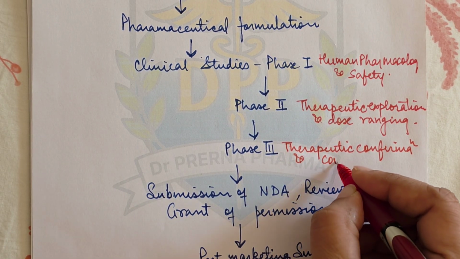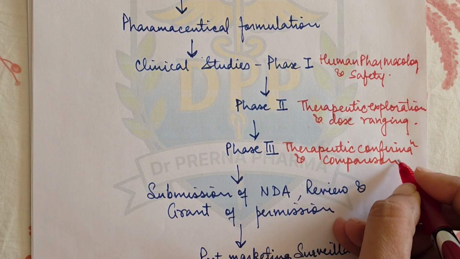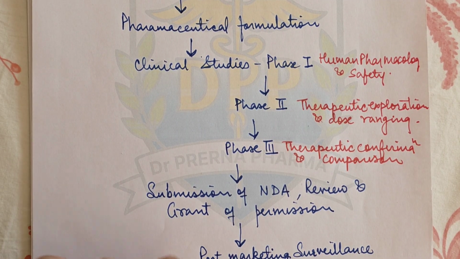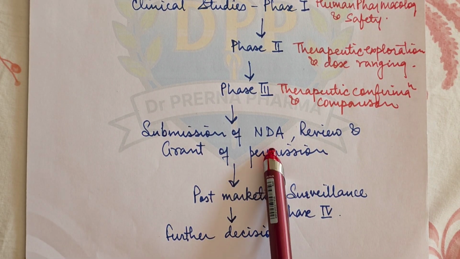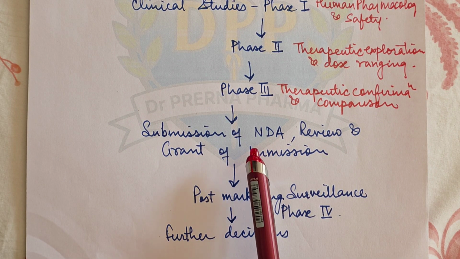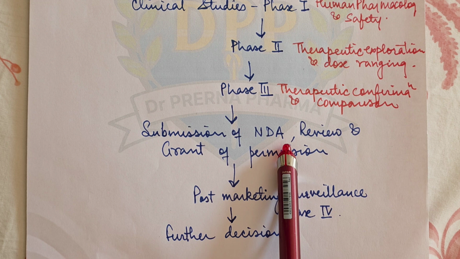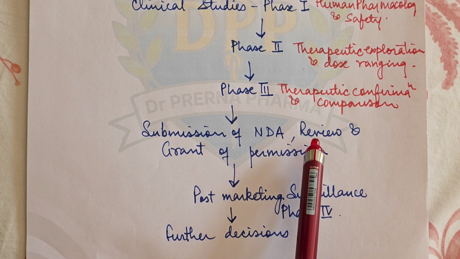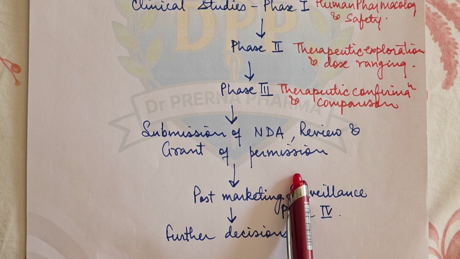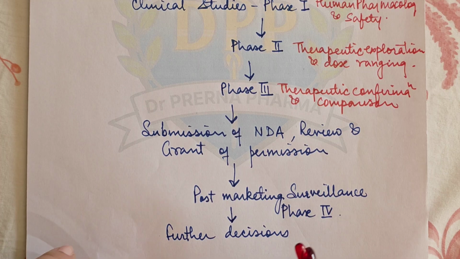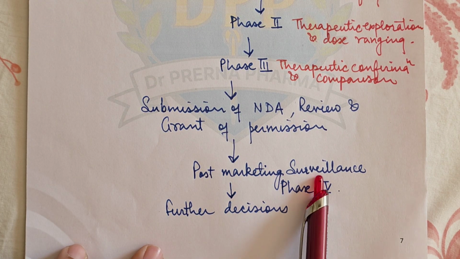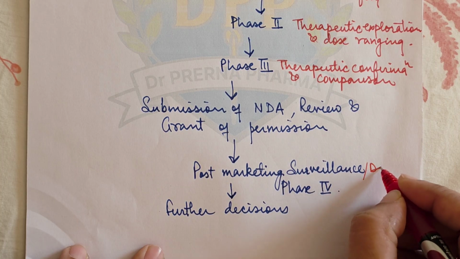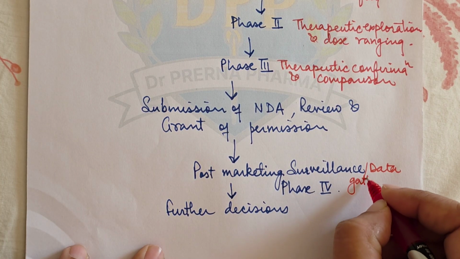and comparison, right? Now when the drug passes through phase 1, phase 2, phase 3 and it passes all the parameters, then it is submitted to the regulatory authorities as a new drug application. NDA stands for new drug application, for review and for grant of permission to be launched into the market. Now once the permission is given, then comes phase 4, which is called post marketing surveillance, or also called data gathering study.